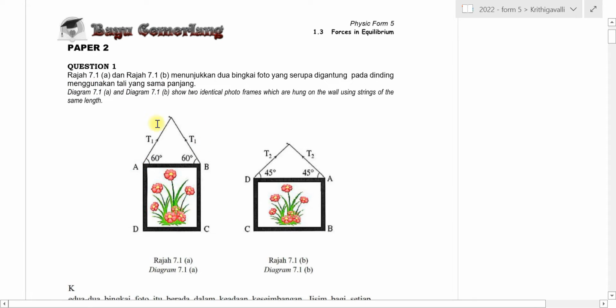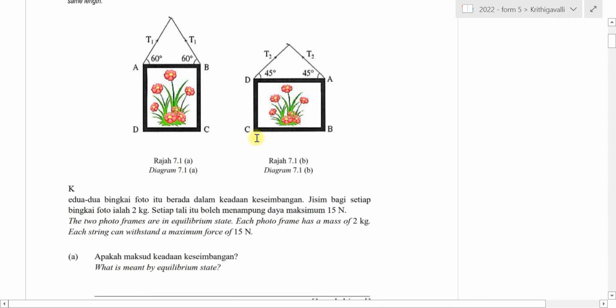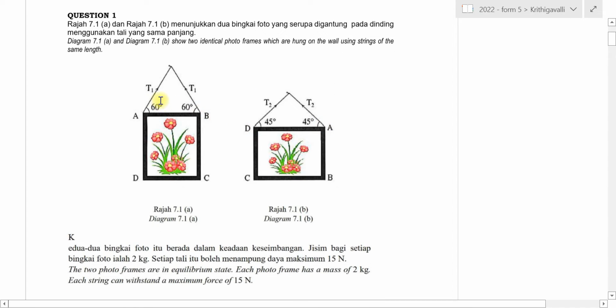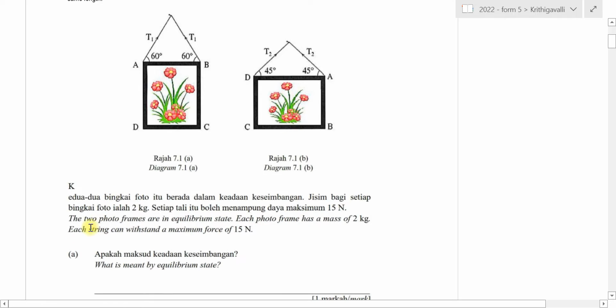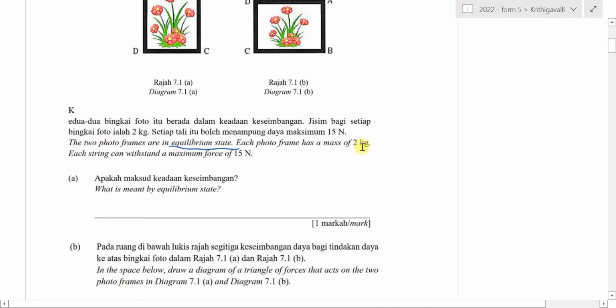Question 1 is showing two diagrams where a framed picture was hung on a wall using strings of the same length. But it was hung differently, whereby this one is at 60 degrees and we have a 45 degree angle to the horizontal axis, right? The two photo frames are in equilibrium state. Each frame has mass 2 kg.